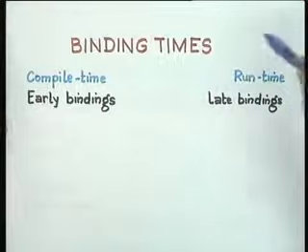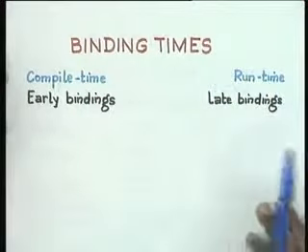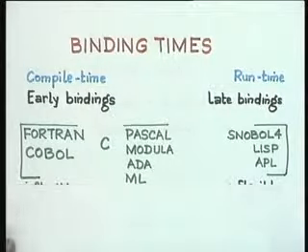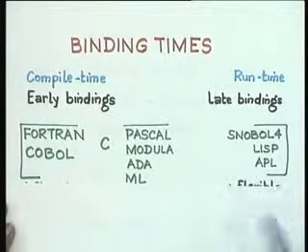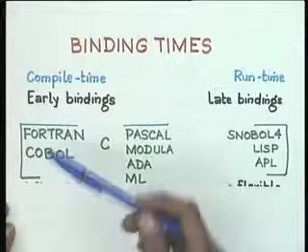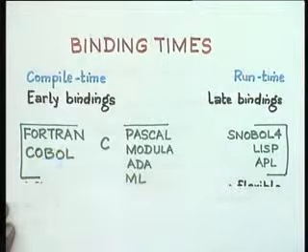So as a result, you can take the entire spectrum of doing bindings, and loosely speaking, order languages in this fashion. If you look at Fortran and COBOL, they do very early bindings. In fact, everything is done at compile time. The complete memory allocation is done at compile time. So even if the Fortran program has relocatable code, the bindings are completed.